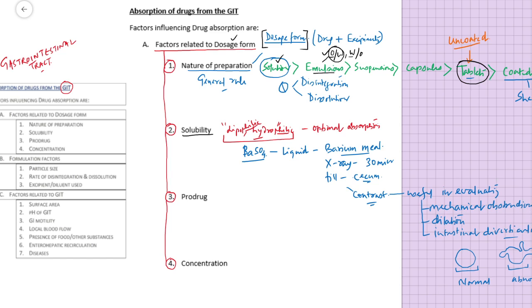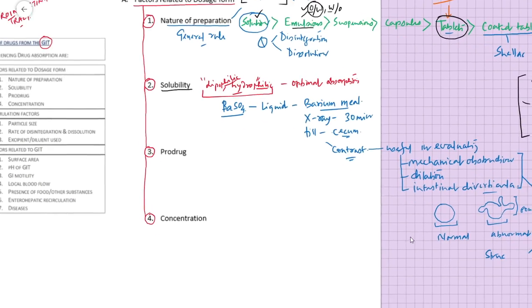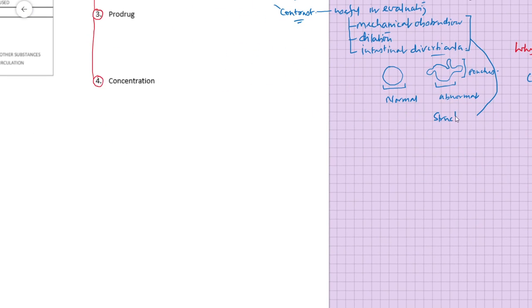These are basically structural abnormalities that may interfere with small bowel motility.